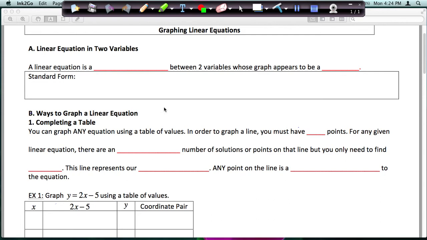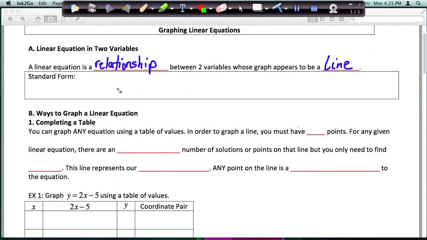Okay, let's talk about how we graph linear equations. So we're talking about a linear equation in two variables. A linear equation is a relationship between two variables. A lot of times we use x and y for those two variables, unless it's an applied problem, whose graph appears to be a line. So we're talking about straight lines right now.